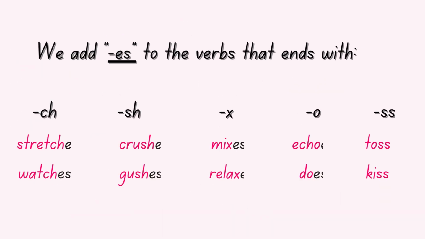We add es to the verbs that end with ch. For example, crushes, gushes. Sh, for example, stretches, watches. X, for example, mixes, relaxes. O, for example, echoes, does. Ss, for example, tosses, kisses.